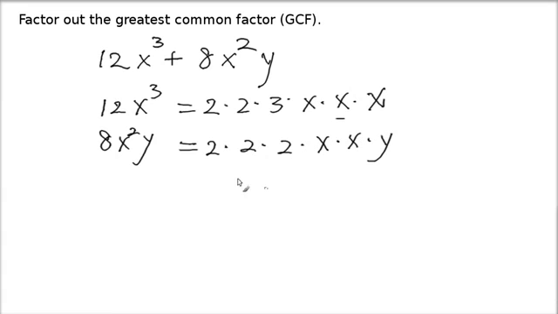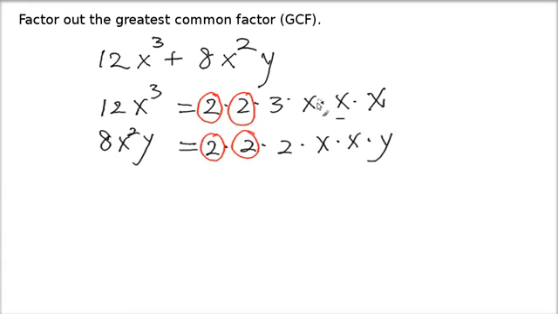Okay, now let's look for common factors. So 2 is common in both terms. Another 2 is common. Now 3 is only in the first term, and the third 2 is only in the second term. It's not in the first term. So these two are not common.